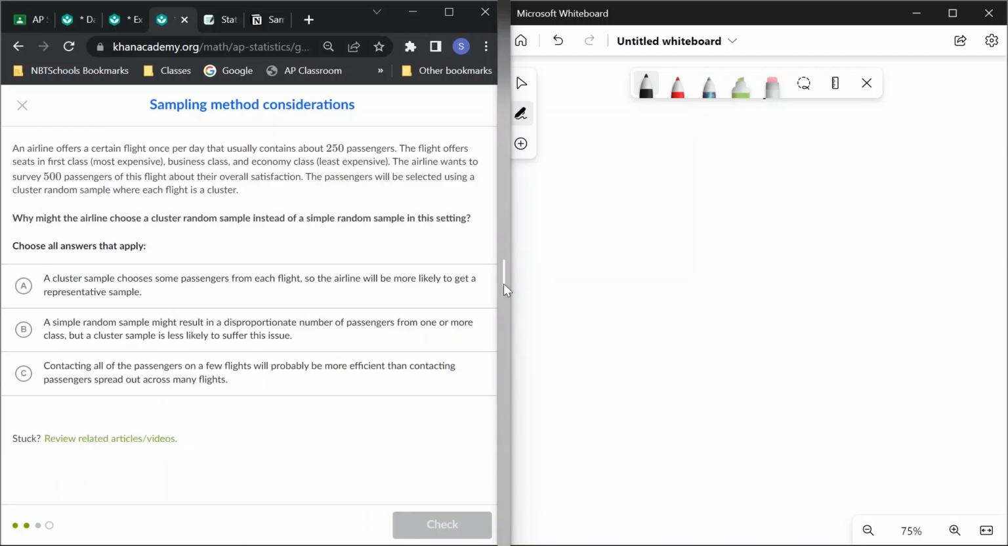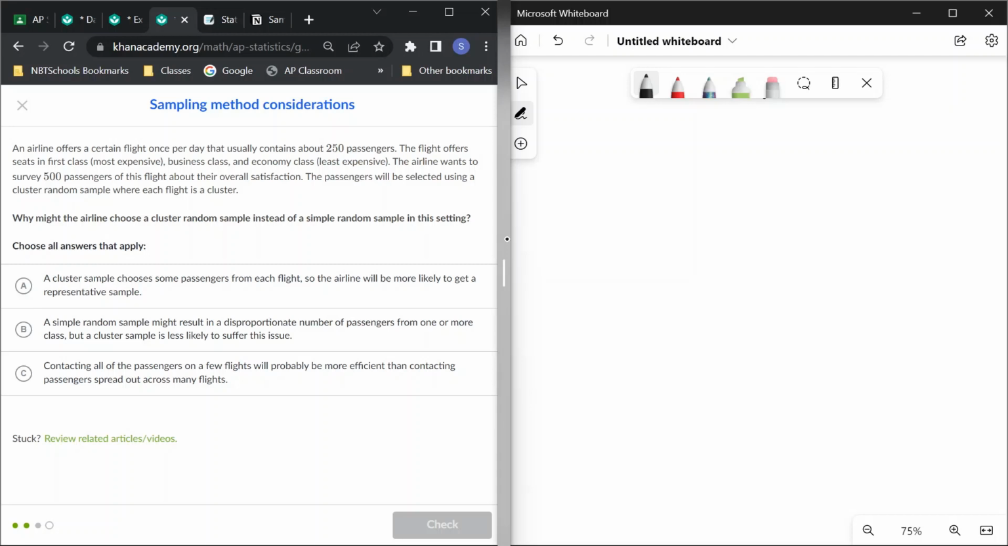I guess. An airline offers a certain flight once per day that usually contains about 250 passengers. The flight offers seats in first class, business class, and economy class. The airline wants to survey 500 passengers about their overall satisfaction, selected using a cluster random sample, where each flight is a cluster. Not this again. I need to breathe. What does this even mean? I can't even comprehend. My brain is fried.